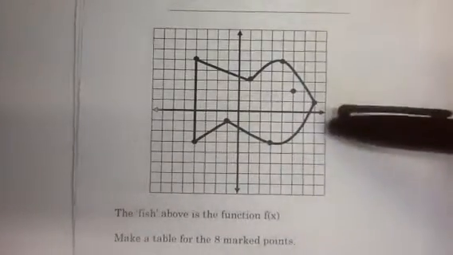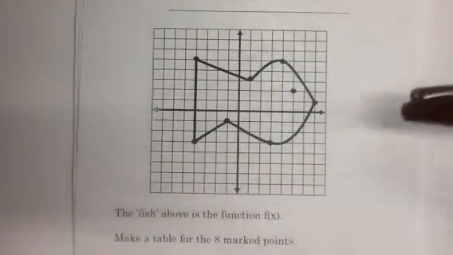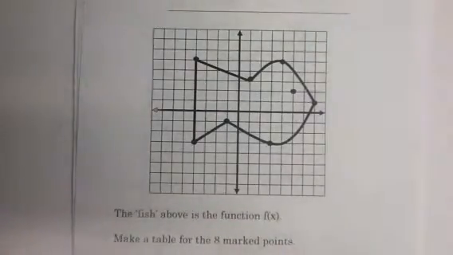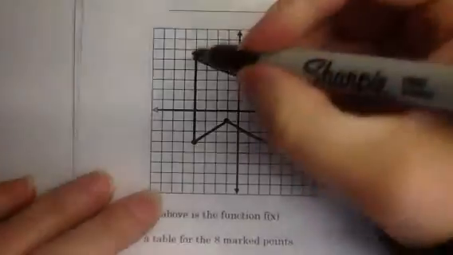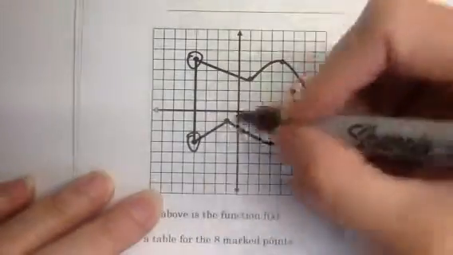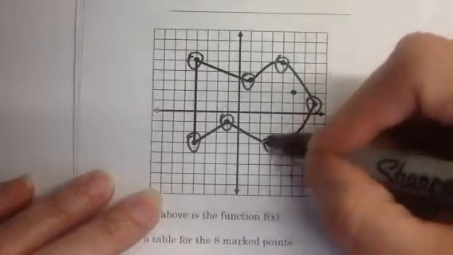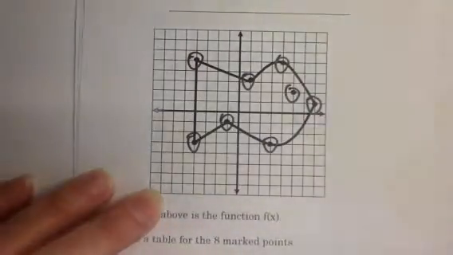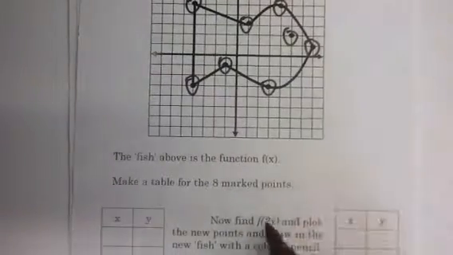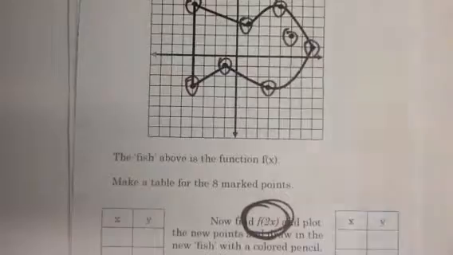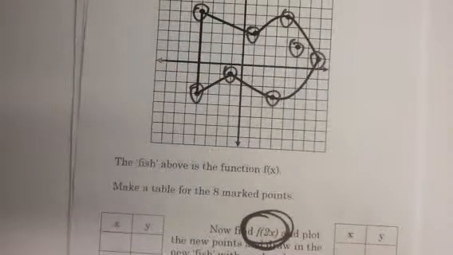So this same fish, you had every paper that we did, and you were supposed to make a table for the 8 points. So what I meant was these 8 points, you could have used any points, but I just picked some. So these 8 points you needed to put on the table below. Now what you need to look for is the function right here to make sure that you are at the same place that I am.